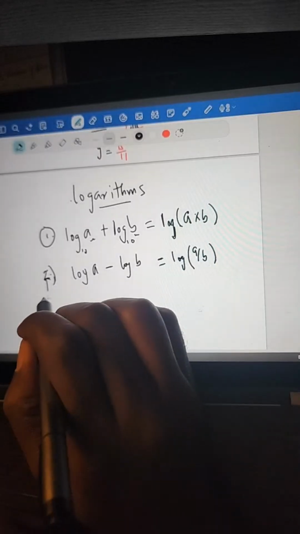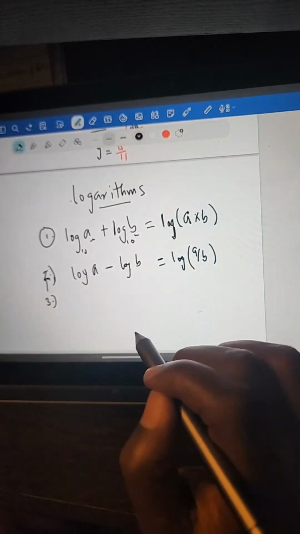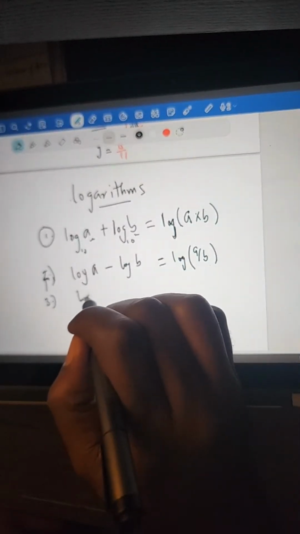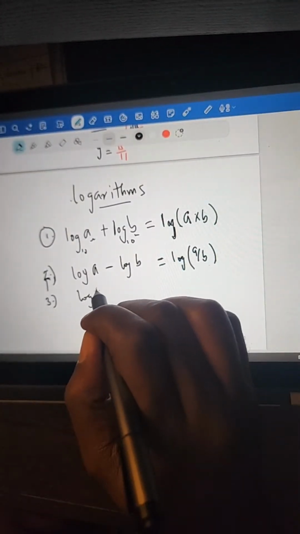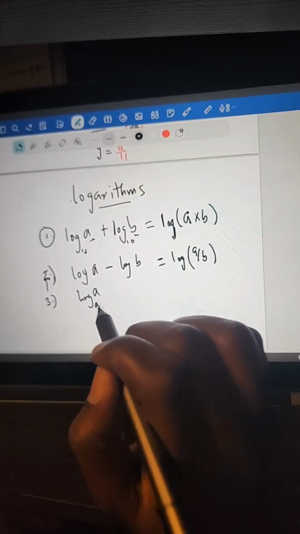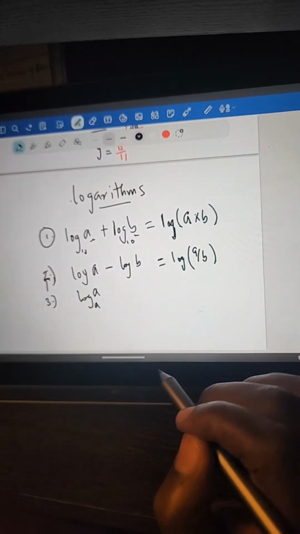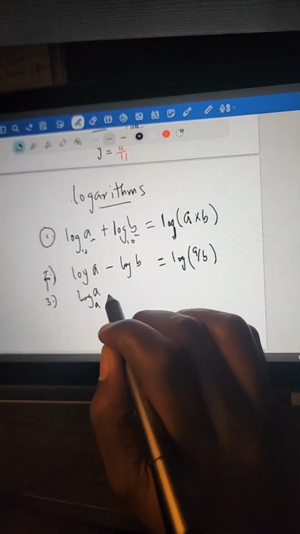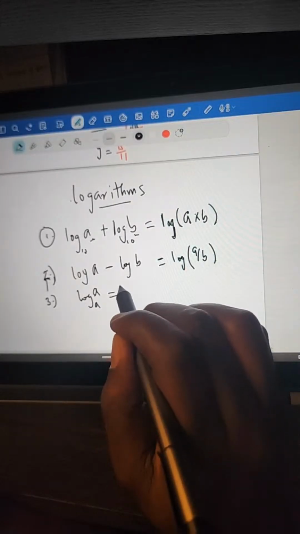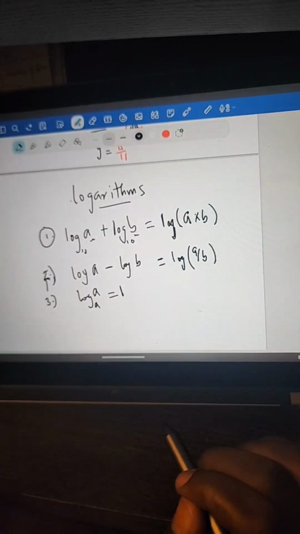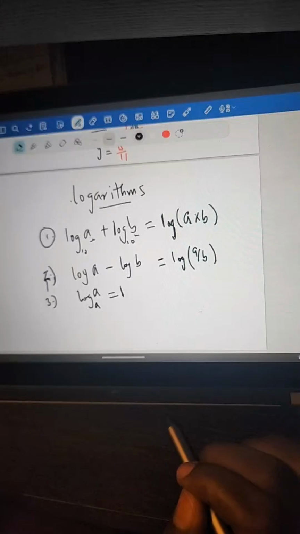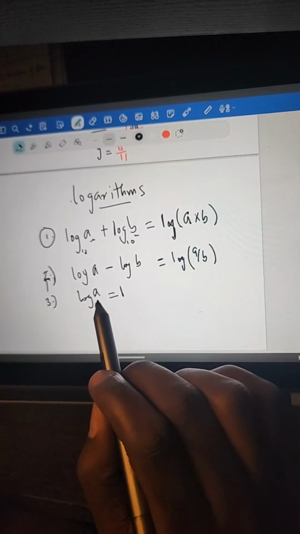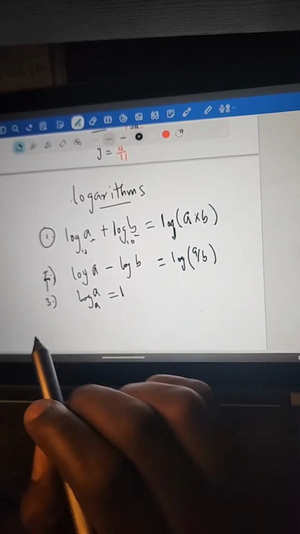Okay? And the third law, which we're going to apply very soon, is when you have log A base A, the log and the base are equal. The log and the base, they are equal. This is going to be equal to 1. So if the log and the base are the same, you equate this to 1.